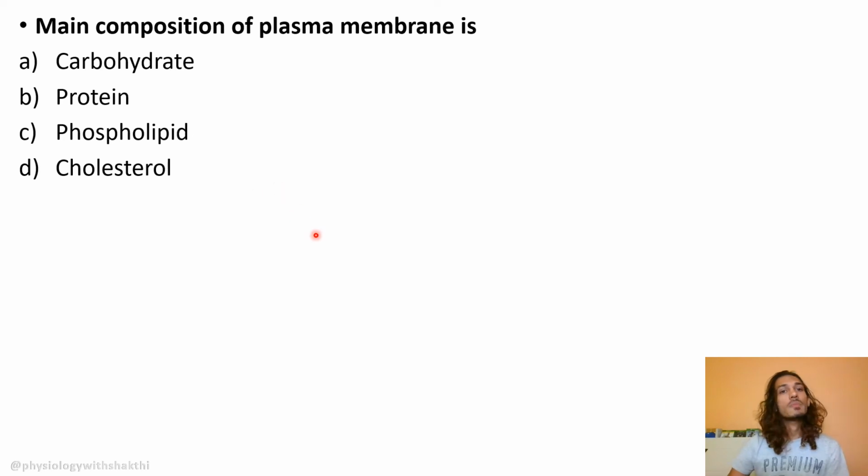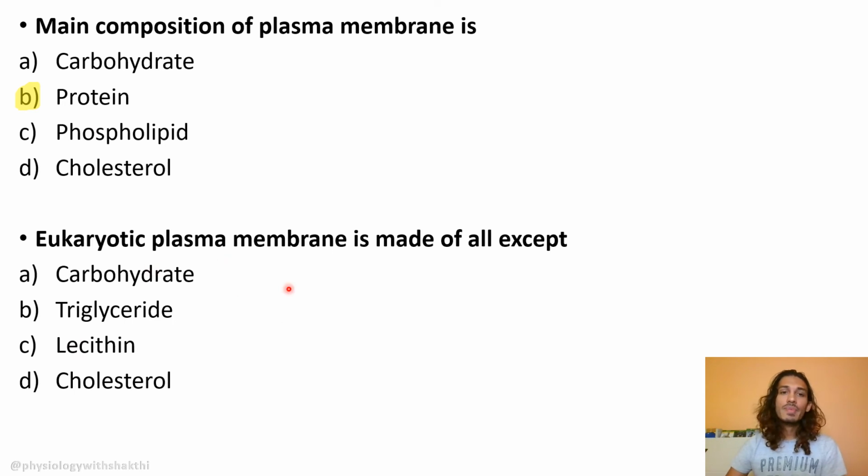The main composition of plasma membrane is protein, 55%. Eukaryotic plasma membrane is made of all except: carbohydrate yes, cholesterol yes, lecithin yes, triglyceride no. Phospholipids have two fatty acid chains. In triglyceride, one glycerol is there with three fatty acid residues, so that is not what is there in the plasma membrane.